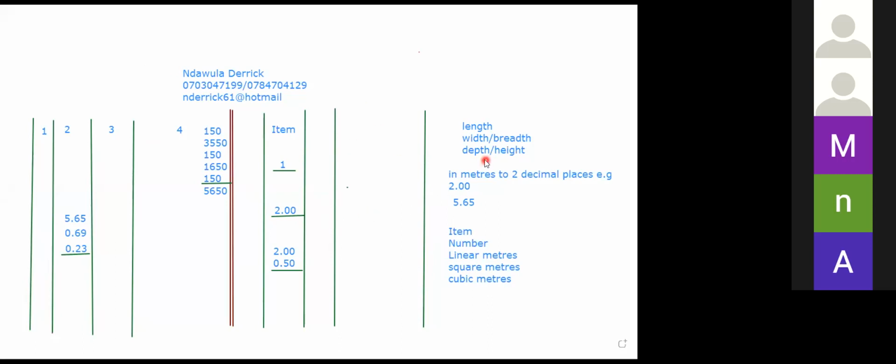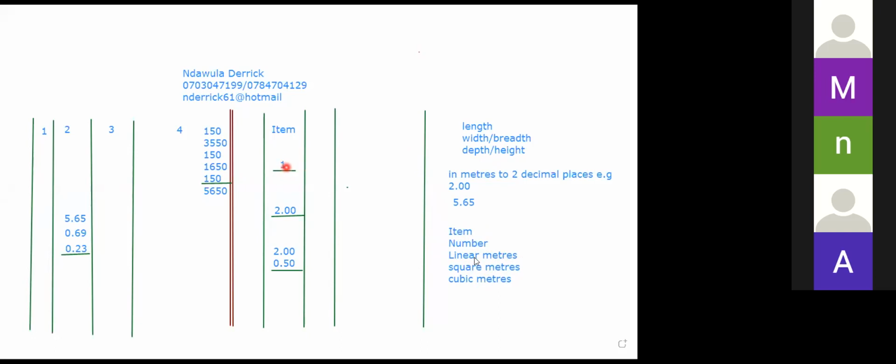Great. I have said we have 5 major units of measurement. We have the item, we have the number, we have linear meters, we have square meters, and then we have cubic meters. Is that clear? So now, item, just write item. If it's a number, for example, number of trees to be cut down, we just write the figure.